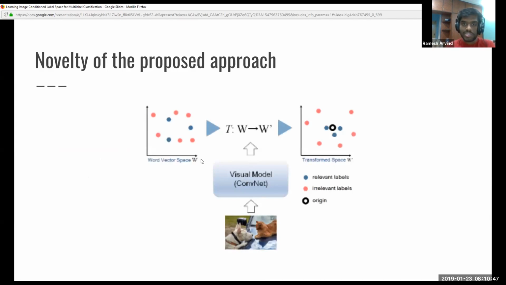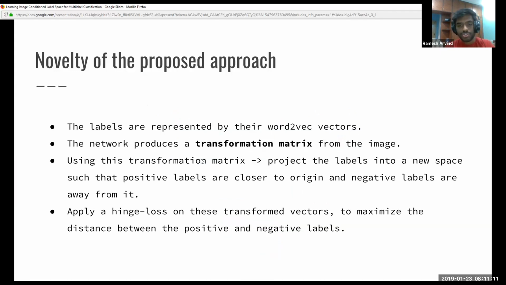And in this new space, all of the positive labels will be clustered together closer to the origin, and all of your negative labels will be projected away from it. Thus, this explains the title, which is that the space is conditioned on the image. The word-to-vec space is sort of conditioned on the image. And the loss function for this is also another pairwise loss function. So you have pairs of positive and negative examples, and you try to maximize the distance between both of them.